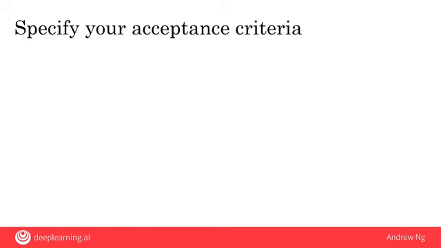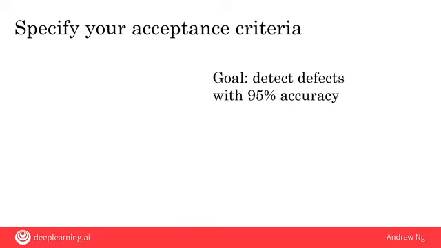First, it really helps your AI team if you can specify an acceptance criteria for the project. I've done a lot of work in automated visual inspection, so I'm going to use that as a running example in these few slides. Let's say your goal is to detect defects in coffee mugs with at least 95% accuracy. So that can be your acceptance criteria for this project.